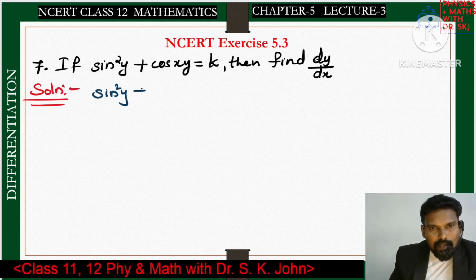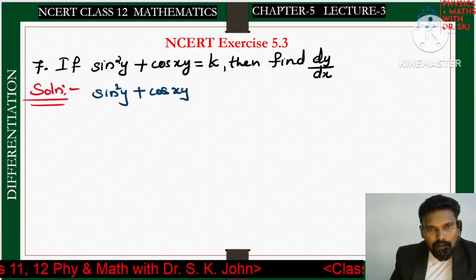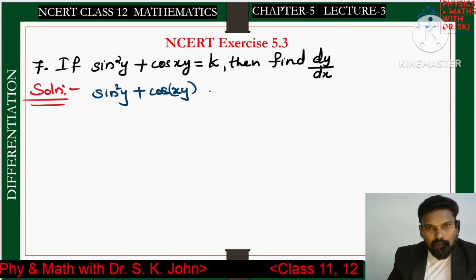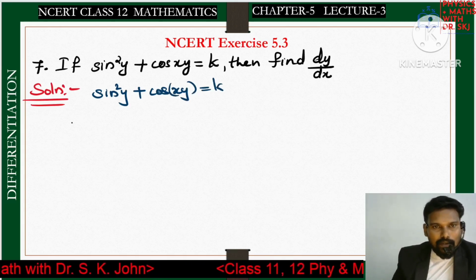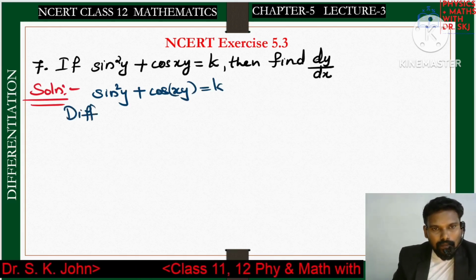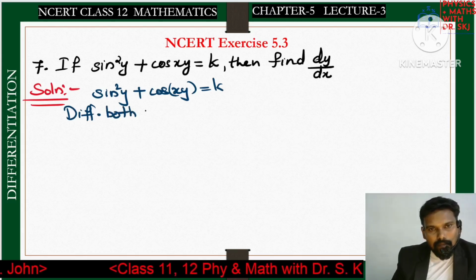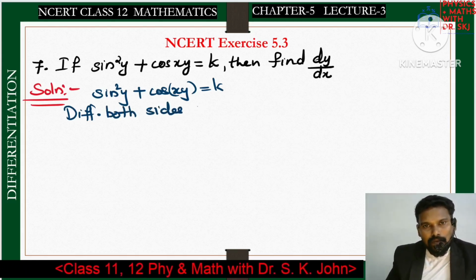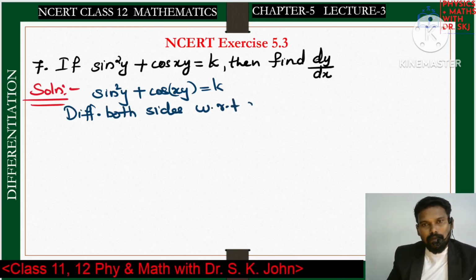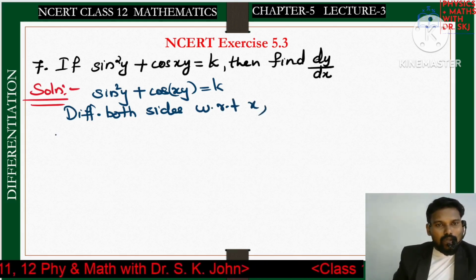Sine square y plus cos xy. This is a product, cos of xy, that is equal to k. Find dy by dx. Therefore, differentiating both sides with respect to x, we get, what is the derivative of sine square y?